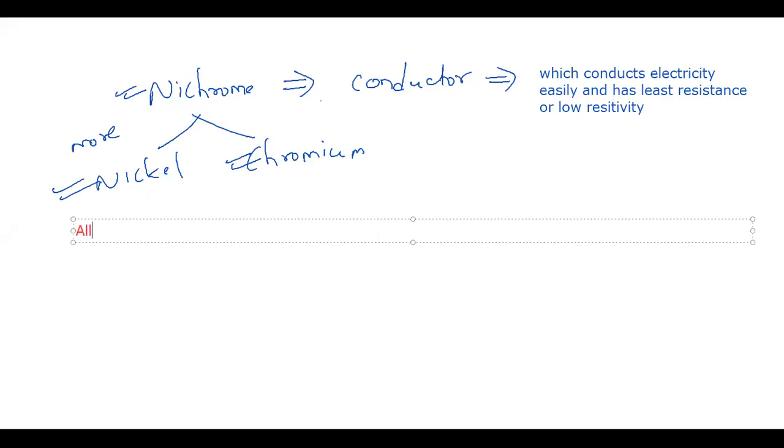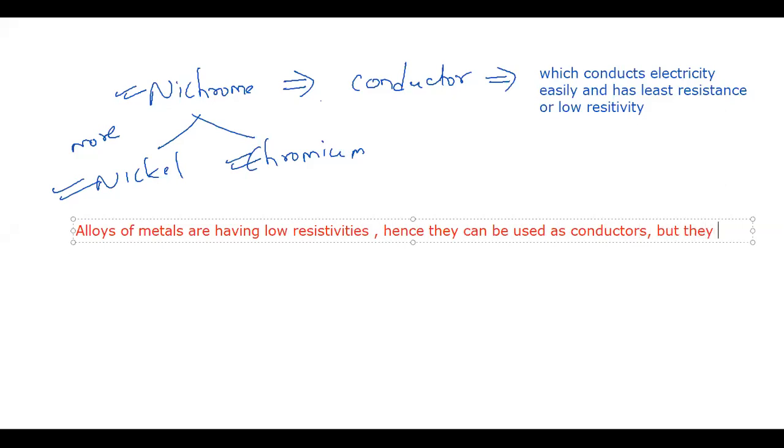I'll write like this. Alloys of metals are having comparatively low resistivity, hence they can be used as conductors. But they have a higher resistivity than their constituent metals.